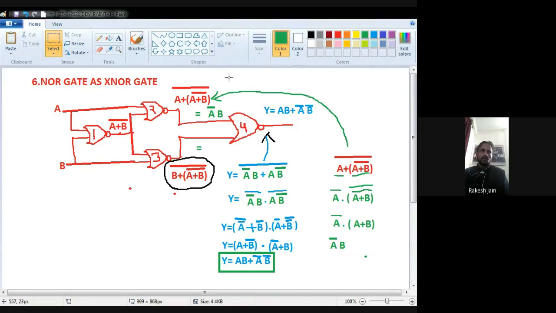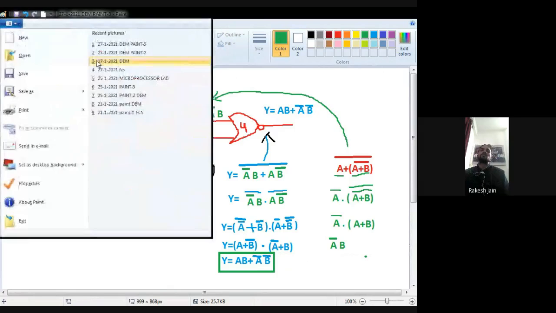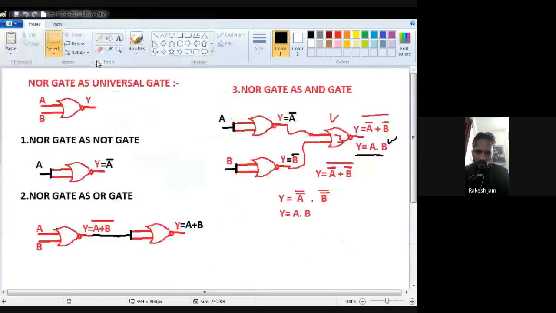So I copy it here also, so Y I find at the output is AB plus A bar B bar. So this is a circuit, and this is the simplification of how a NOR gate will behave as an XNOR gate.